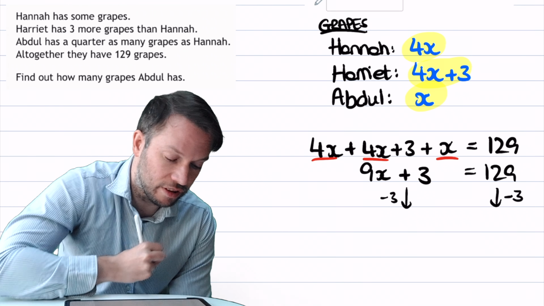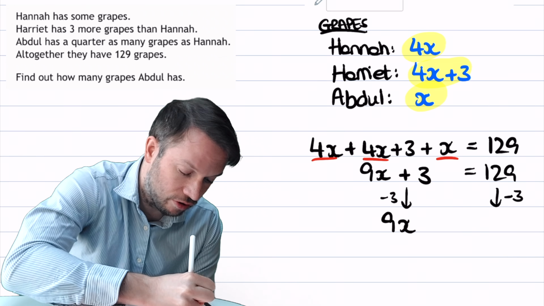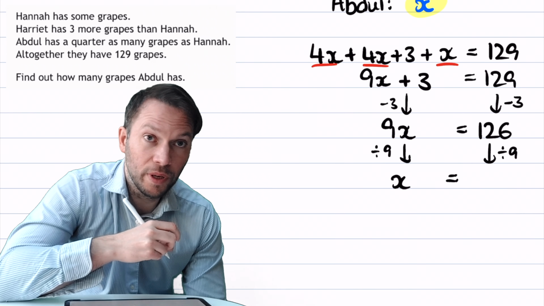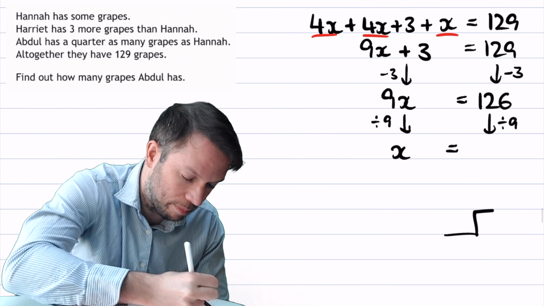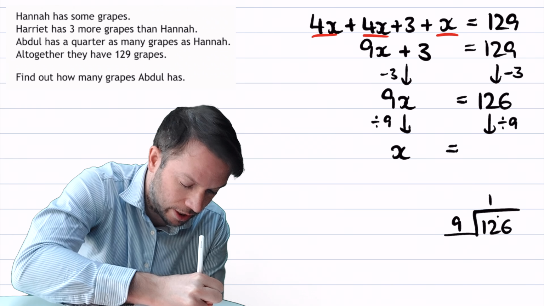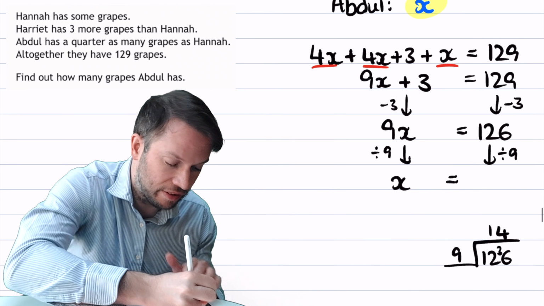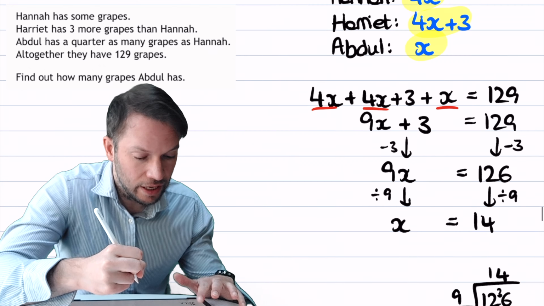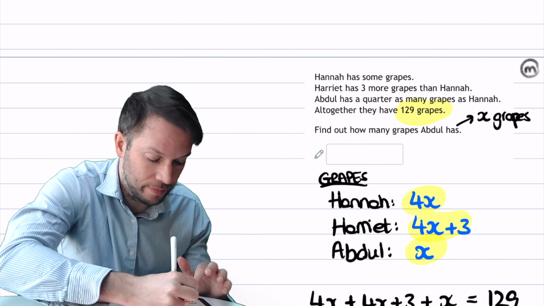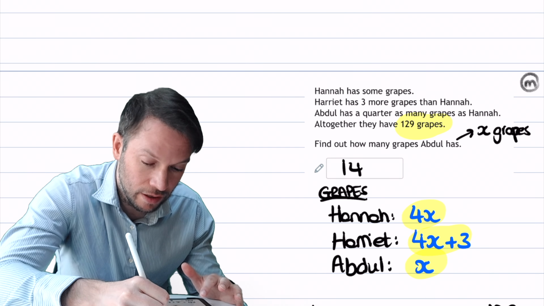So we do that to both sides of the equation. So the minus 3 gets rid of that plus 3 on the left. And 129 minus 3 is 126. 126 divided by 9, if I just do a little quick bus stop. 9 goes into 12 once, remainder 3. And 9 goes into 36 4 times, so it's 14. So 126 divided by 9 is 14. Now, it wanted the number of grapes Abdul has, which we said was X grapes. So therefore, the answer is 14. So that is the final answer.